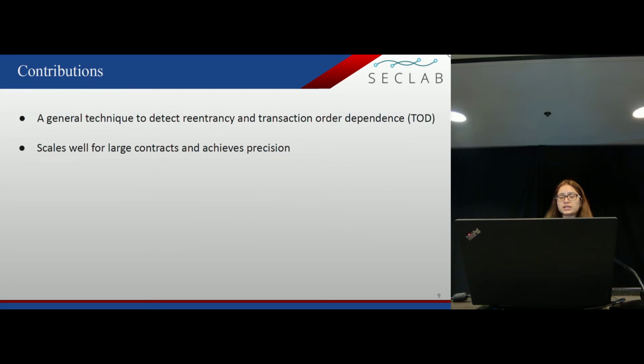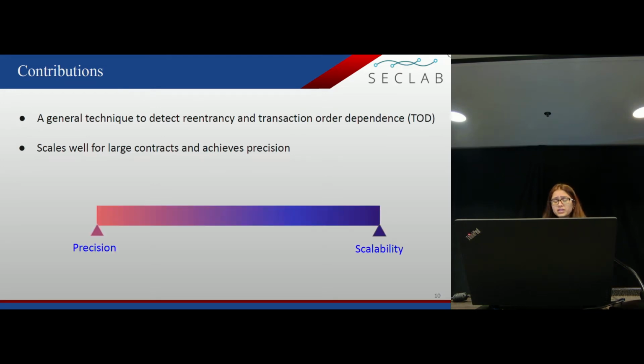Therefore, in order to fill in the gap, we come up with a technique to detect two of the most complex to detect smart contract bugs, known as reentrancy and transaction order dependence, or TOD. From this point onwards, I'm going to refer to transaction order dependence as TOD. So our technique scales well for large contracts and also achieves precision. Specifically, all the prior tools are either precise or scalable, whereas SAILFISH keeps a balance between these two.